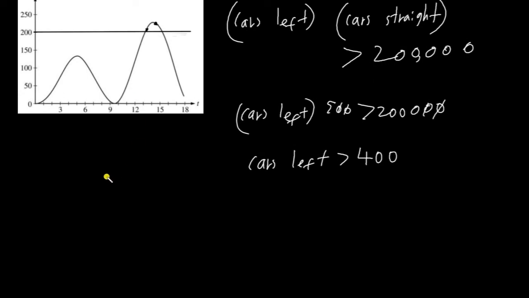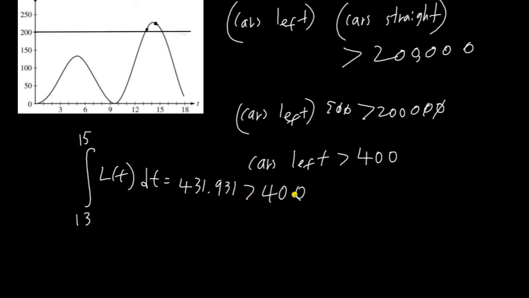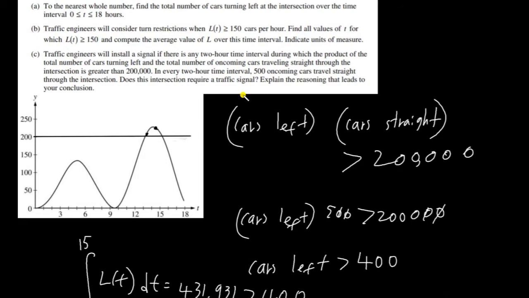So the way we're going to do that is we're going to integrate from 13 to 15 our L of t function to give us the total number of cars at a certain time, dt. And if we do this, we'll get 431.931, which is clearly greater than 400. So the answer is yes, we are going to need a traffic signal because from 13 to 14, the total number of cars entering is greater than 400.